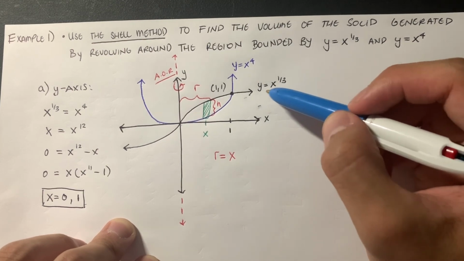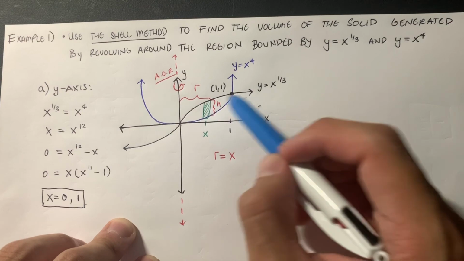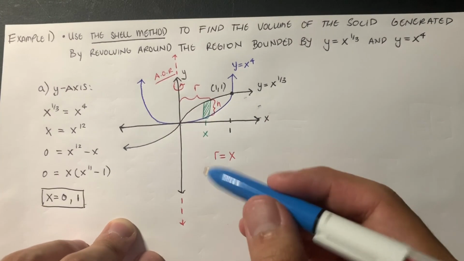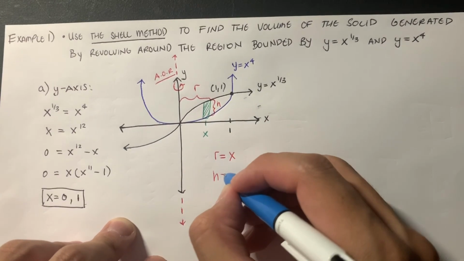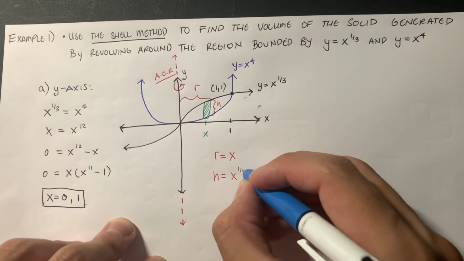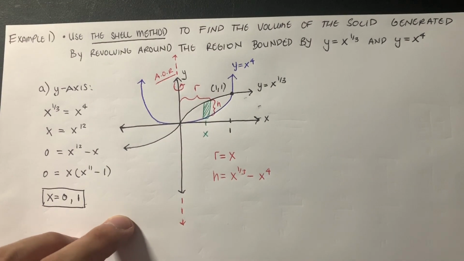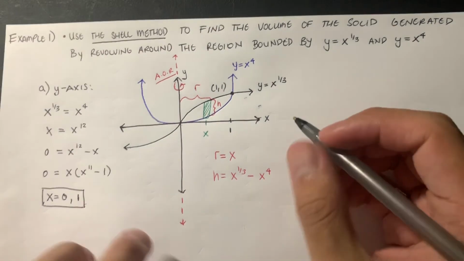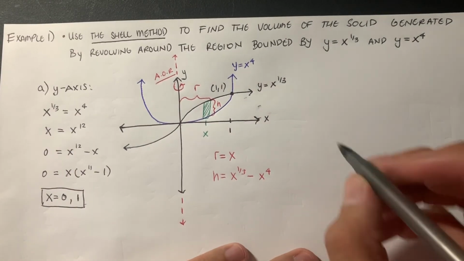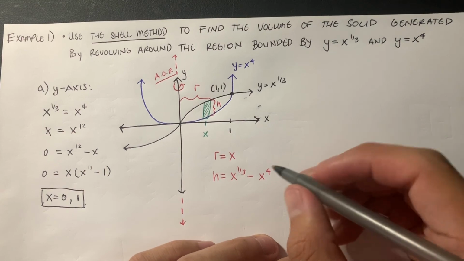And right here we can see that y equals x to the 1/3 power is above y equals x to the 4th, meaning it's a bigger power. So we're just going to write h equals x to the 1/3 minus x to the 4th. And there, now we have our radius and our height. So now what we're going to do next is start plugging that into our volume formula.